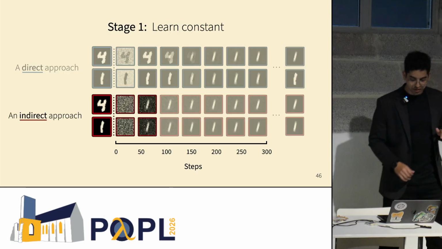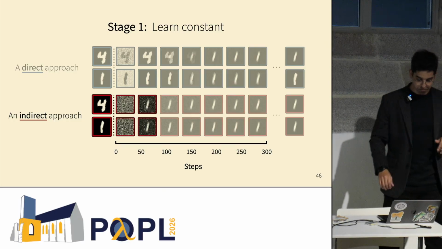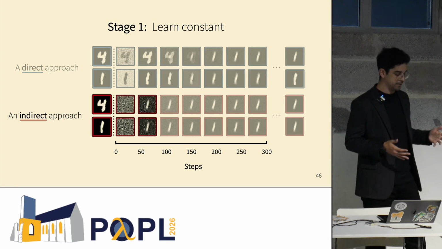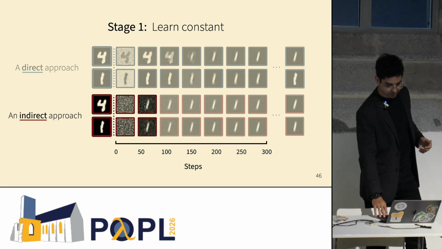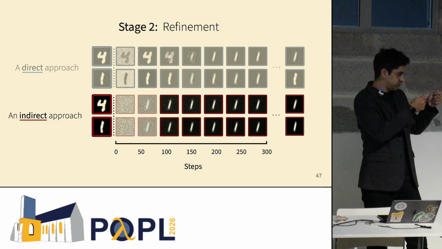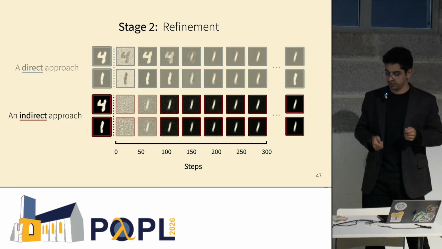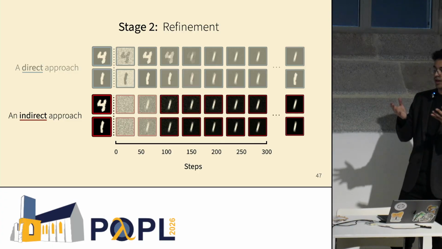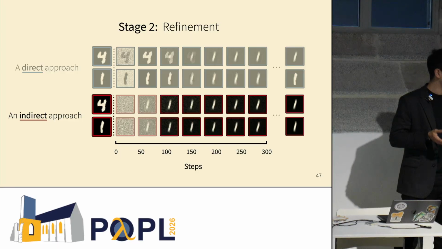Now, for the indirect approach, the learning dynamics are a bit simpler. In the first stage, it's basically just learning a constant 1 function to apply to everything, and there's a bit of noise in it. Then in stage 2, it tries to refine that answer by removing small amounts of pixel noise in the image. Generally, what it learns to do is just apply a constant function to everything.